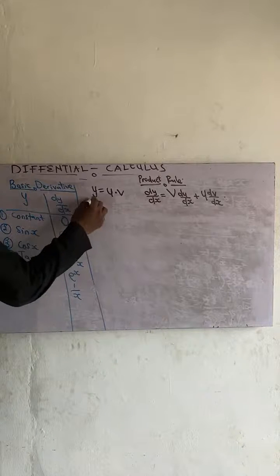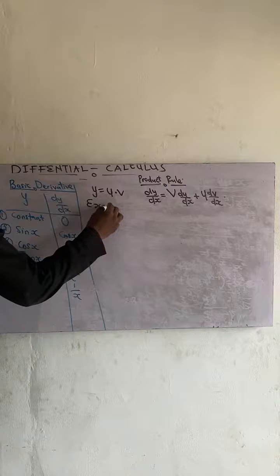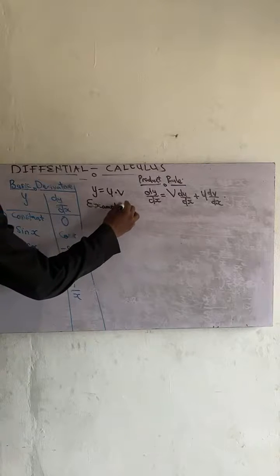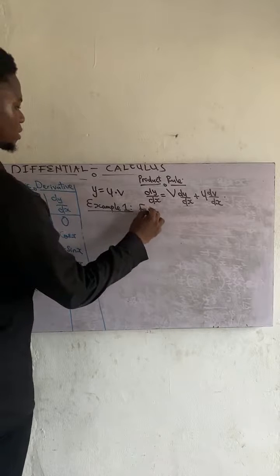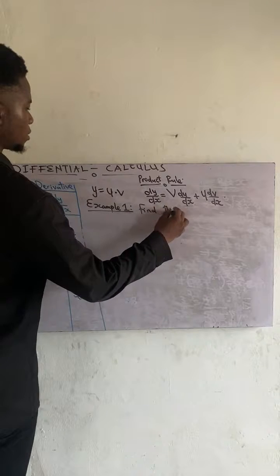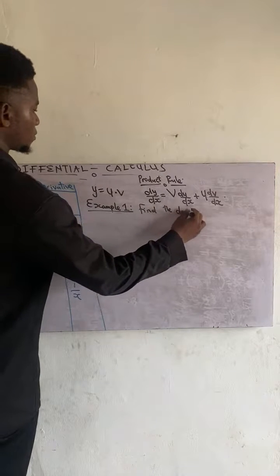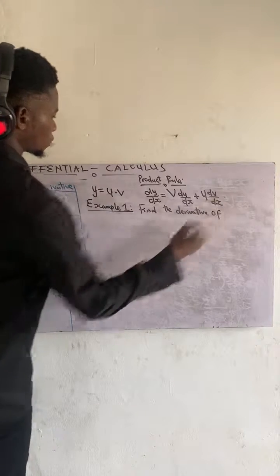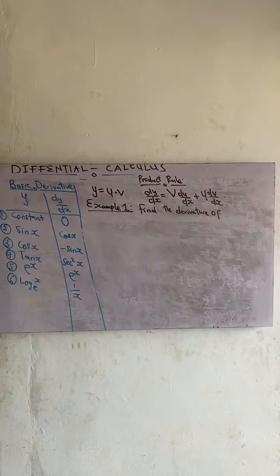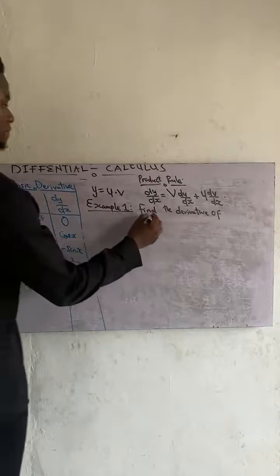Example 1. Find the derivative of 3x squared plus 4 times 1 plus 1 over x.